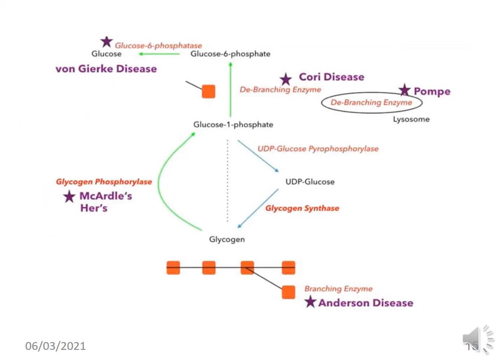The branching enzyme, you know this, is responsible for removal of this one glycosyl. But in Anderson disease there is absence of the branching enzyme, so that means irregular shape of glycogen. But in the previous one, the debranching enzyme is absent, so there is a large amount or irregular shape of glycogen, which is more branched because the debranching enzyme is absent.